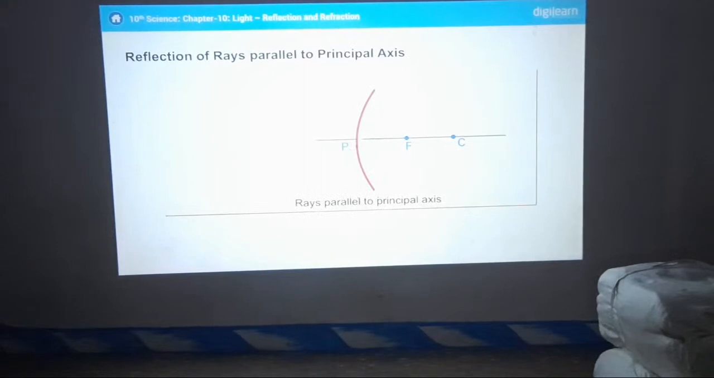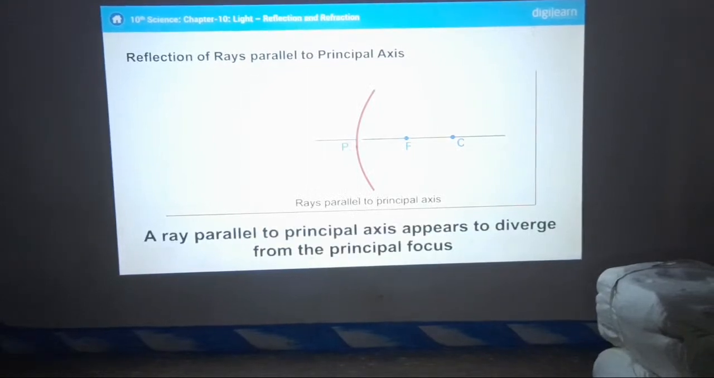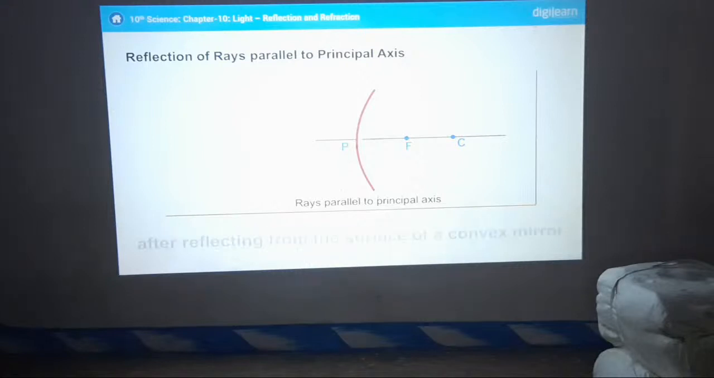In the case of convex mirror, a ray parallel to principal axis appears to diverge from the principal focus after reflecting from the surface of a convex mirror. Similarly, all rays parallel to the principal axis of a convex mirror appear to diverge or come from principal focus after reflection from a convex mirror. Since a convex mirror diverges the parallel rays after reflection, thus it is also known as diverging mirror.